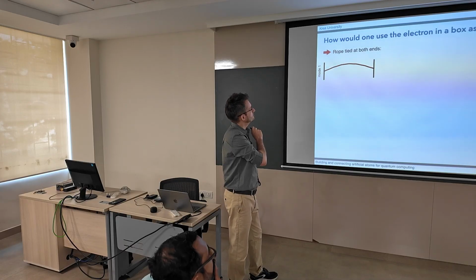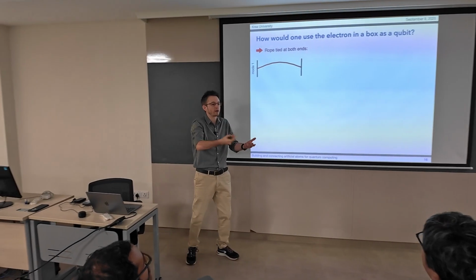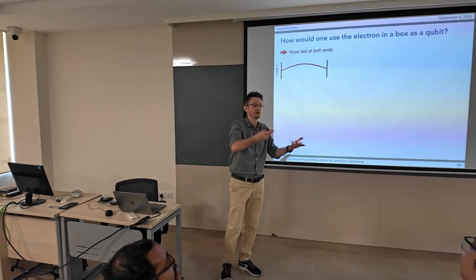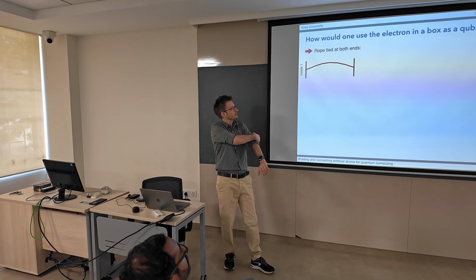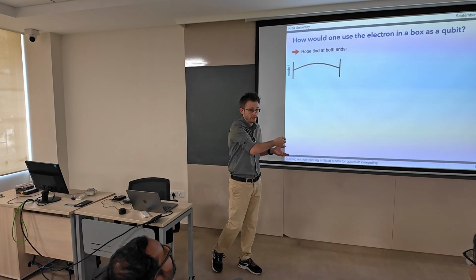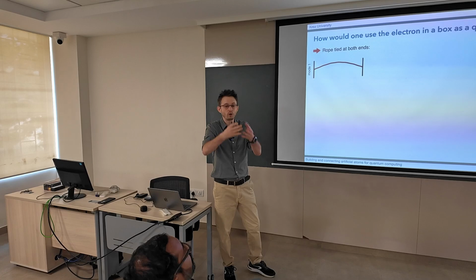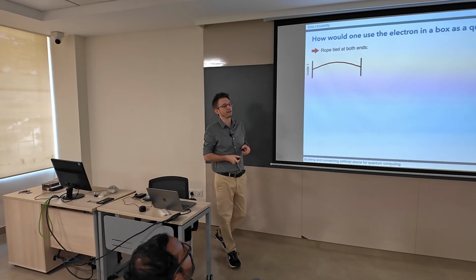So the question I want to ask is, okay, I have an electron in a box. How can I make a qubit out of it, right? Can I make a qubit out of it? To understand what can be a qubit, we have to make this a little bit more quantitative. So what I mean is, what exactly is the wave of that electron in the box?